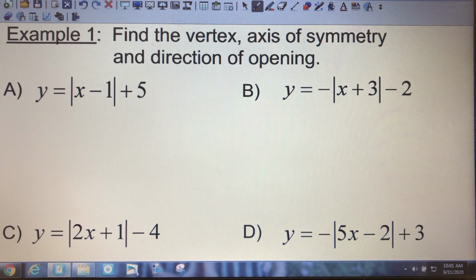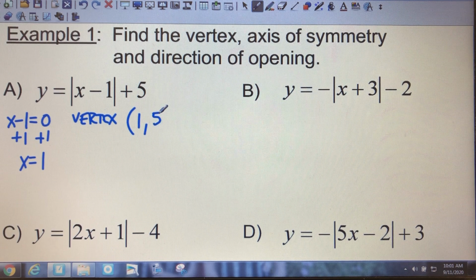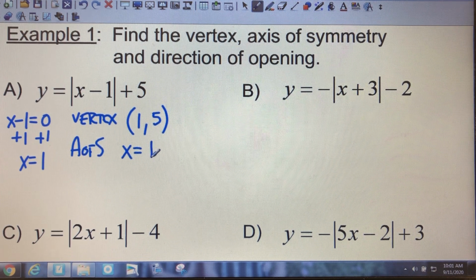Okay? All right, so kind of a preliminary example here. We're going to find the vertex, the axis of symmetry, direction of opening. So the first thing you always want to do is kind of set that inside equal to 0. So set that inside equal to 0, solve for x. So that means our graph is going to go to the right one. So your vertex is going to be 1 something. Well, that something is the 5 in this case. Okay? The axis of symmetry, the A of S, is that x equals 1. And then the D of O, direction of opening, look out front, see how it's positive? It opens up.